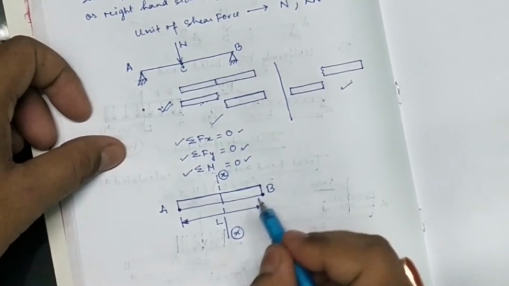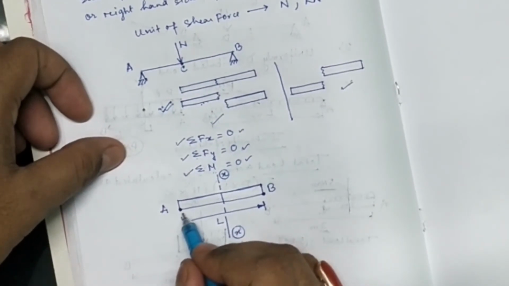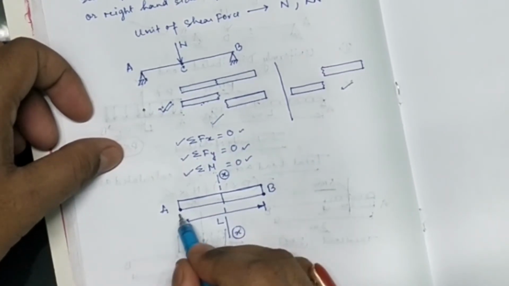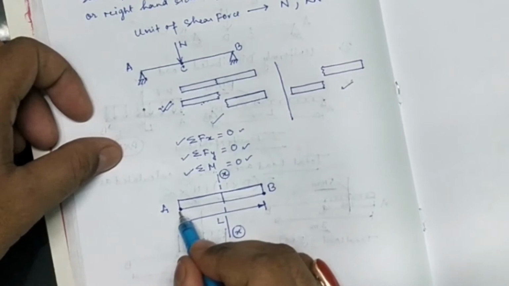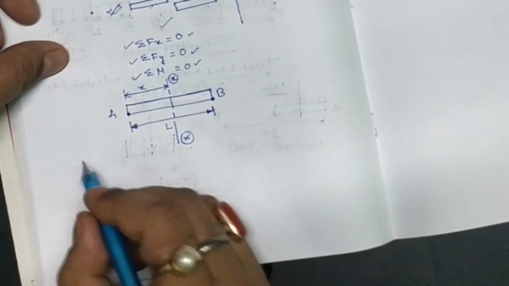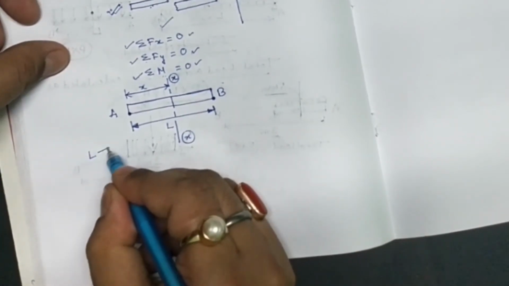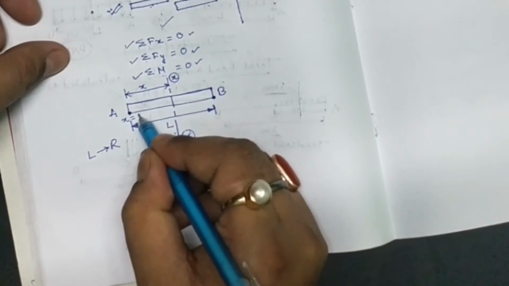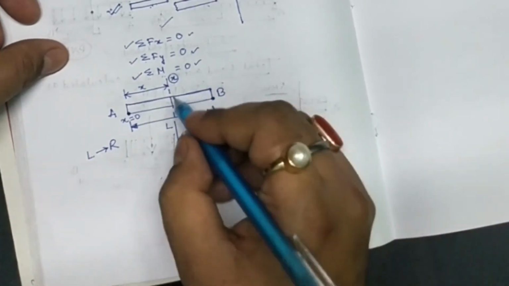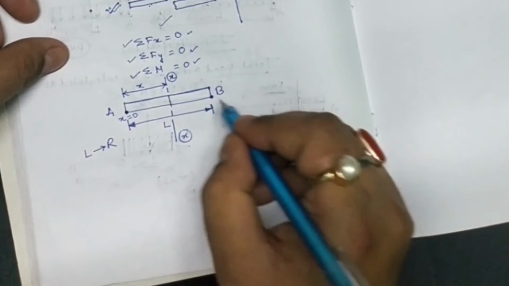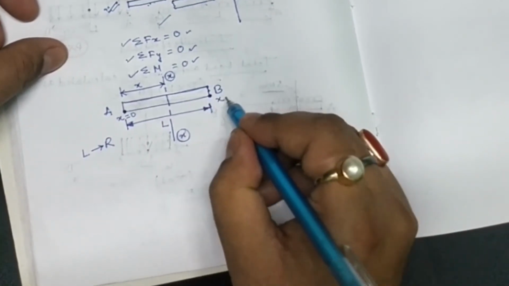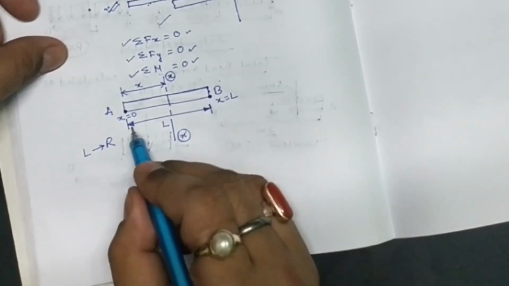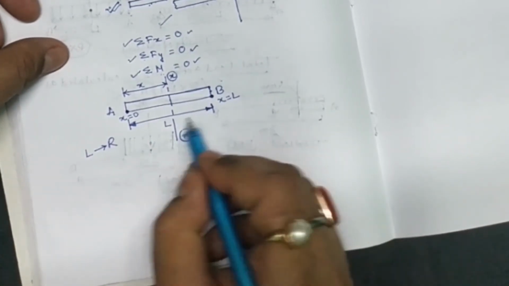then if the origin point is on the extreme left hand side of the section, that means if we are considering from left to right, then at this point the x value will be equal to 0, and at this point the x value will be equal to L, because the length of the beam is equal to L.